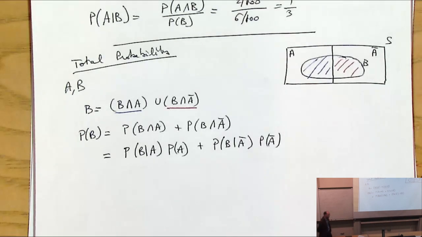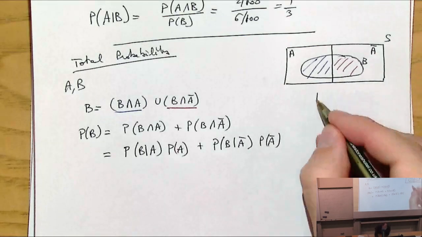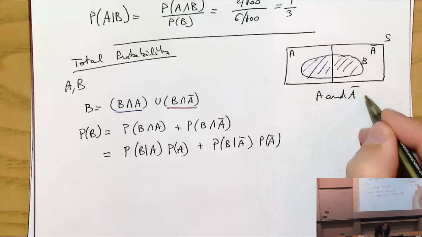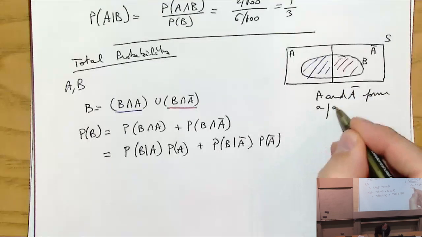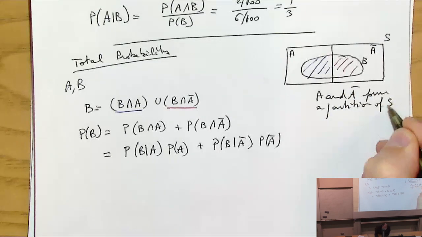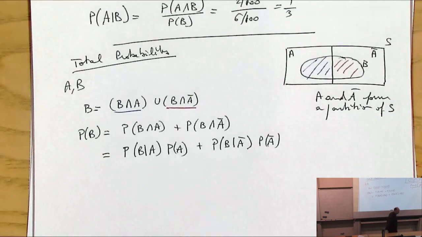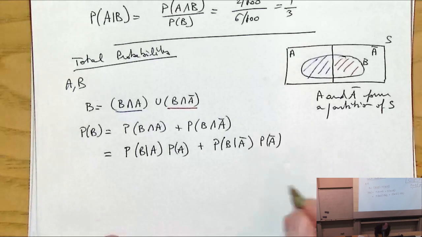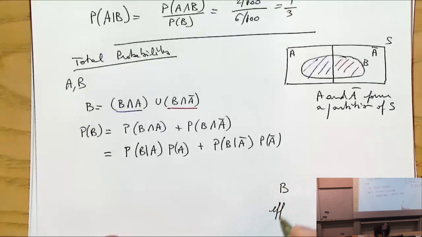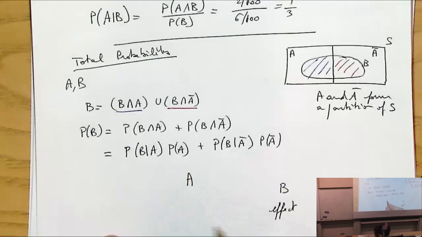Okay, so what do we do here? We start with A and not A. And again, A and not A form a partition of S. And now I'm writing the probability of having B occurring as a function of their conditional probability. So what you see here, you can view B as an effect, and you can view A and not A as some causes.